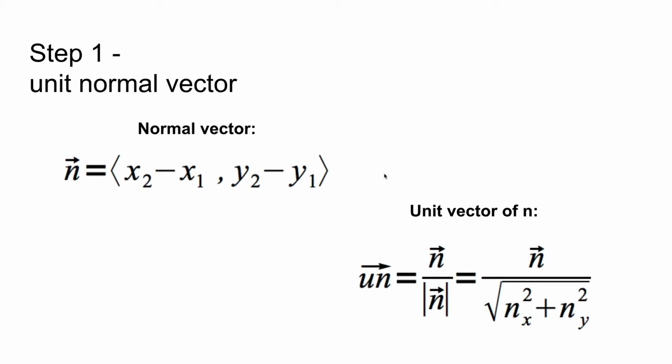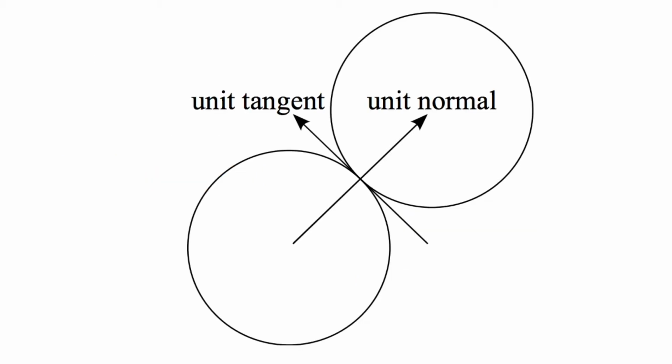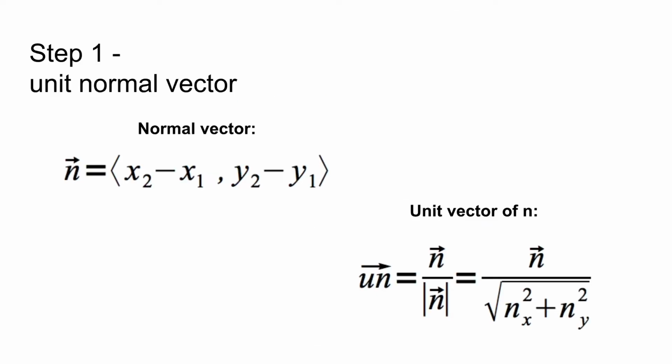Step 1. Finding a unit normal vector. A unit normal vector is a vector that has length of 1, which is perpendicular to the surfaces of the balls at the point of the collision. In order to find a unit normal vector, we need to find a normal vector first, and we can do that by subtracting one of the ball's position from the other ball's position.